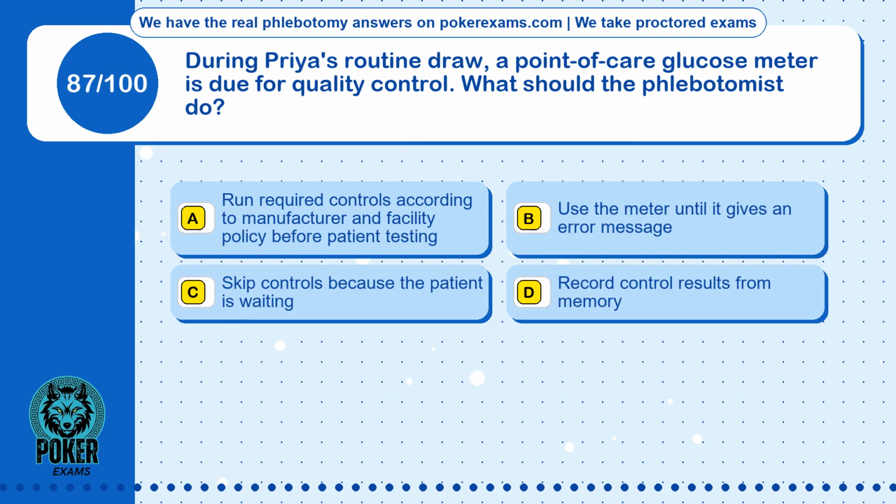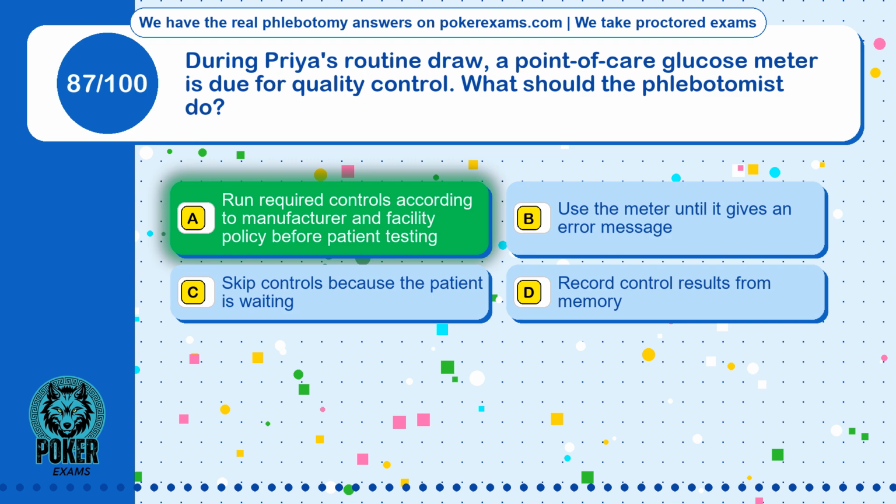Question 87. During PREA's routine draw, a point-of-care glucose meter is due for quality control. What should the phlebotomist do? Option A. Run required controls according to manufacturer and facility policy before patient testing. Option B. Use the meter until it gives an error message. Option C. Skip controls because the patient is waiting. Option D. Record control results from memory.